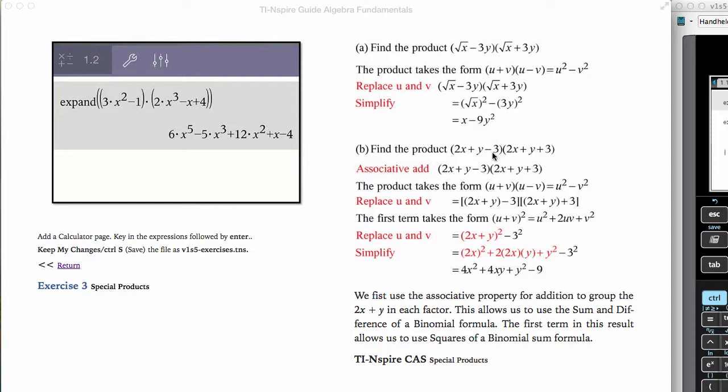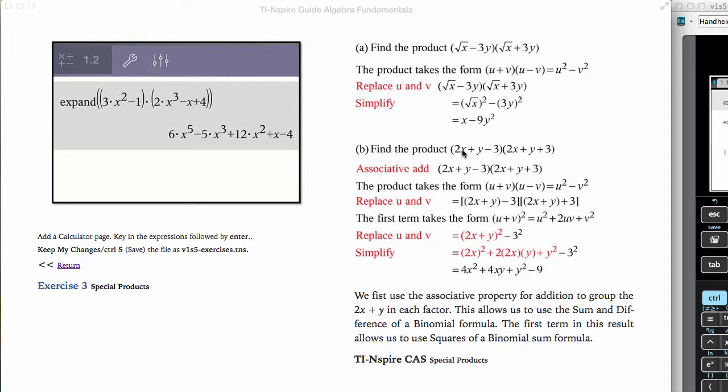When we have this one, we might notice that this is a special case. The 2x plus y is in both, minus 3 plus 3. So technically, this is u plus v times u minus v, with the u being equal to 2x plus y. So we end up with 2x plus y, the quantity squared, minus 3 squared.